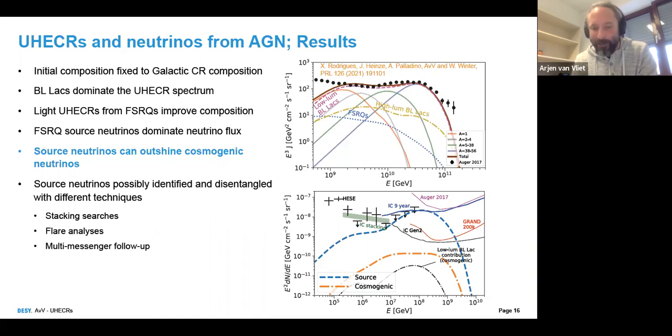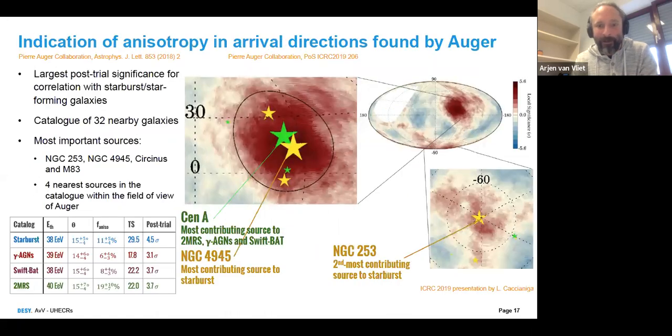But for now, I've been talking only about spectrum and composition and neutrinos. So now let's also have a look at the arrival directions of ultra-high-energy cosmic rays. I also showed you in the beginning that we have several indications of anisotropy in arrival directions found by the Pierre Auger Observatory. So this is the map I showed you in the beginning.